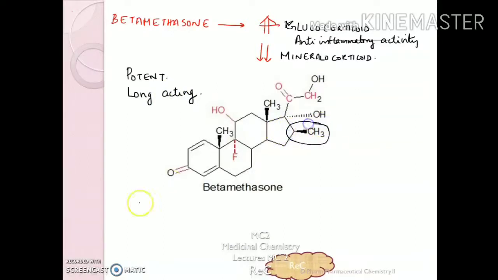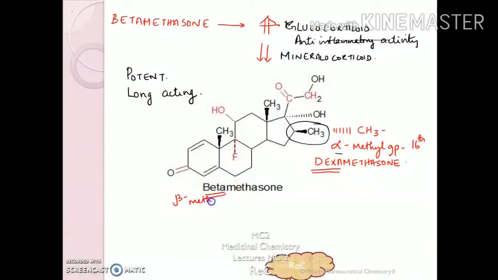Another change in this structure: if the 16-beta-methyl group is replaced with a 16-alpha-methyl group, that is, the 16-alpha-methyl epimer of betamethasone, it is known as dexamethasone. It has similar action to that of betamethasone. These 2 agents are mainly used as anti-inflammatory agents as well as in allergic conditions. They are very potent and long-acting glucocorticoids.